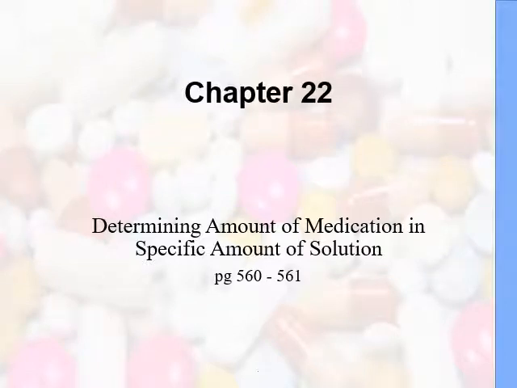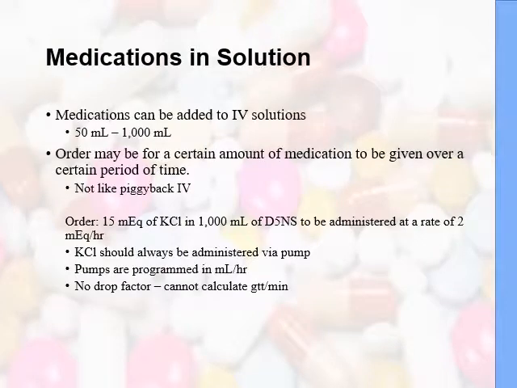In this video, we'll be discussing how to determine the amount of medication in a specific amount of solution. That information will be on pages 560 to 561 in Chapter 22. When we talk about medications in solution, you have your bag of IV solution that can be anywhere from 50 mLs to 1,000 mLs, and you are injecting the medication into that bag.